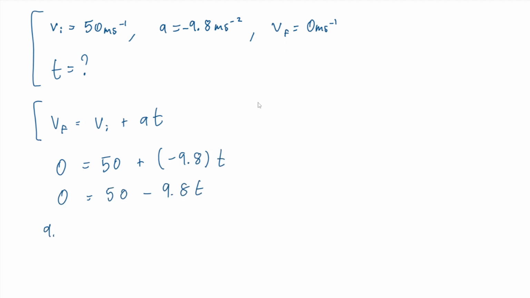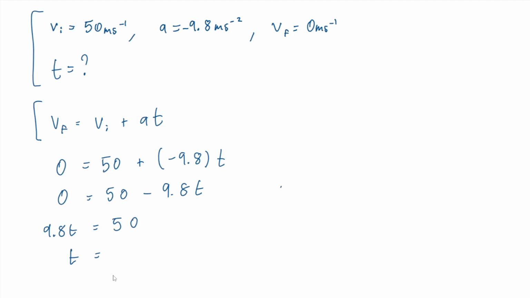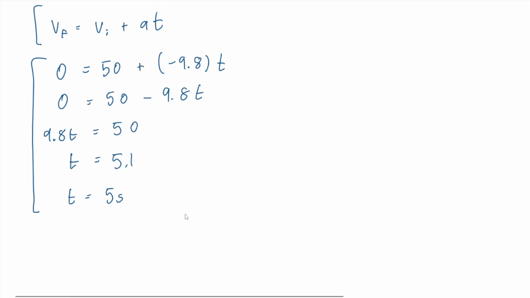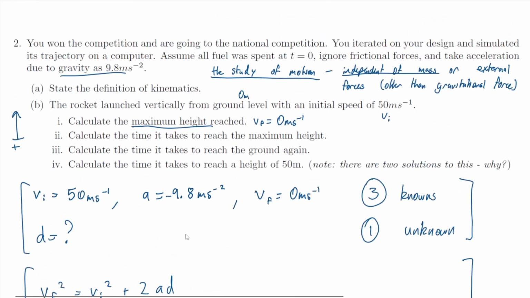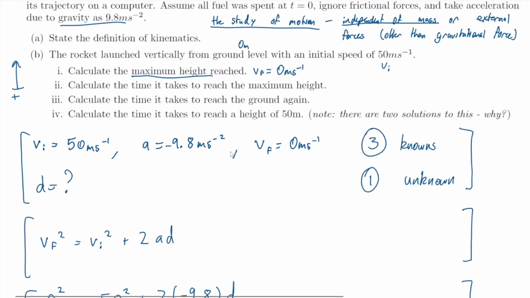Adding 9.8t to both sides, dividing both sides by 9.8 will get us 50 divided by 9.8, 5.1, which again to one significant figure is 5 seconds. So it will take 5 seconds for the rocket to go from ground level to its maximum height of 127.55 meters with the given parameters.